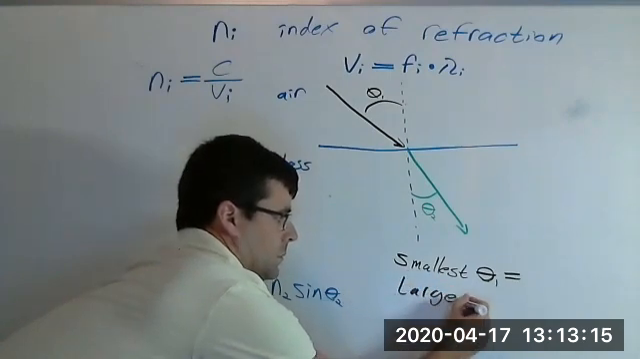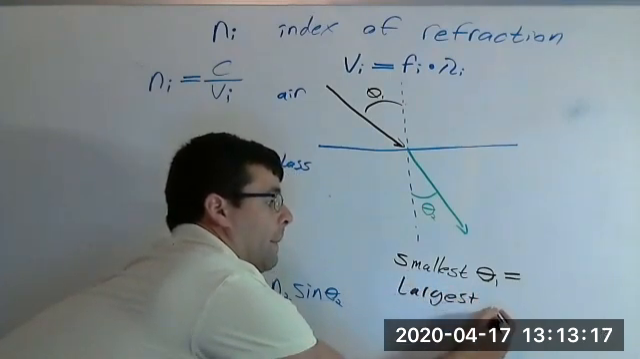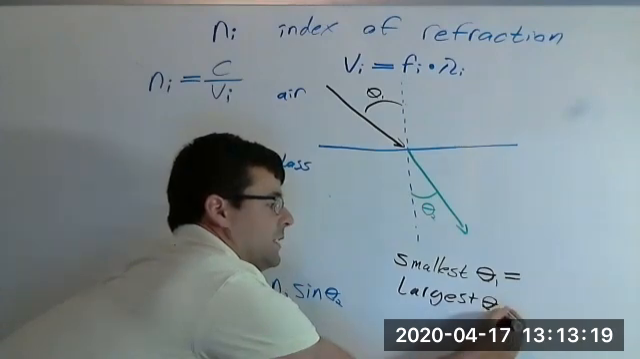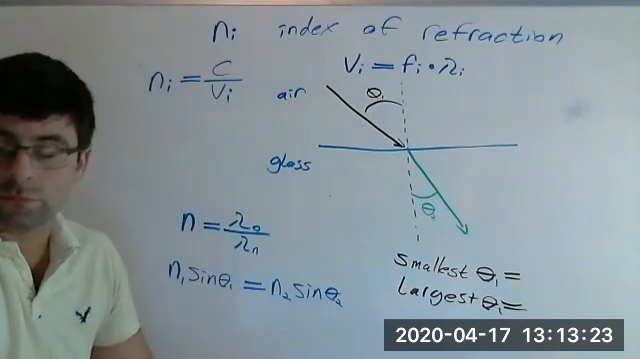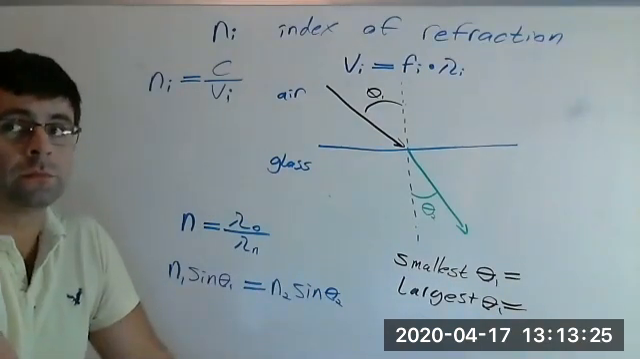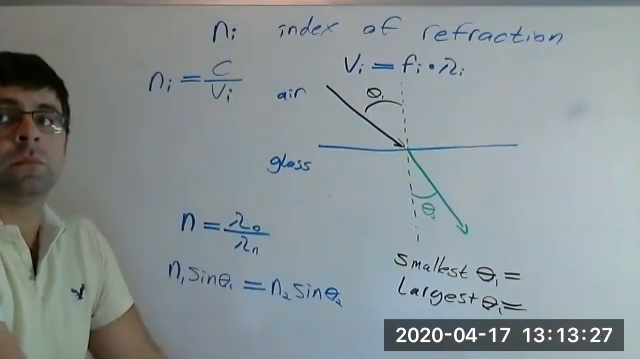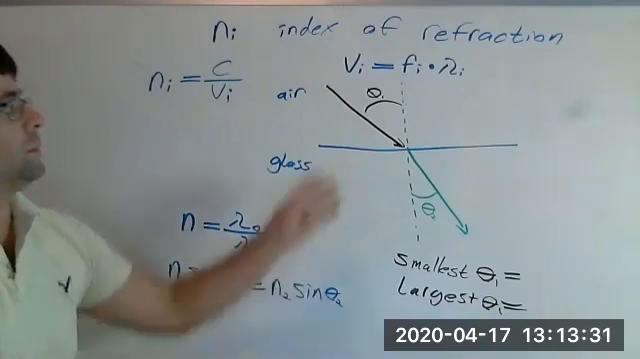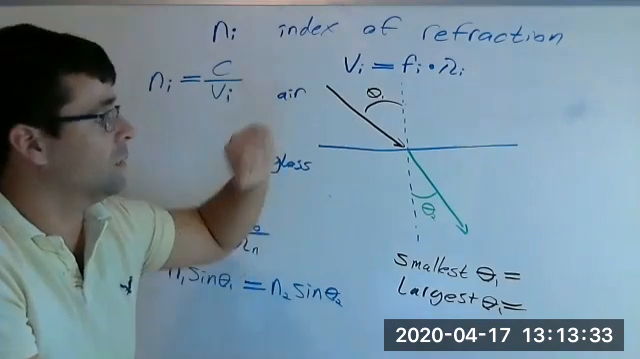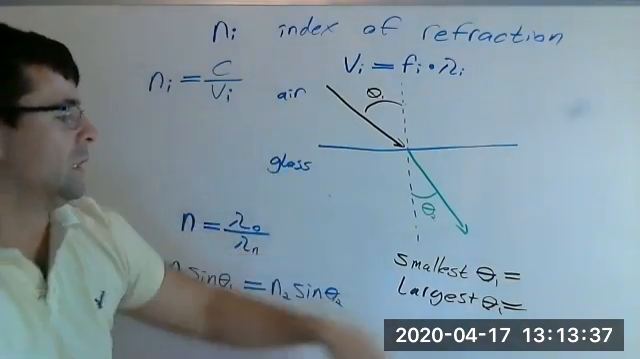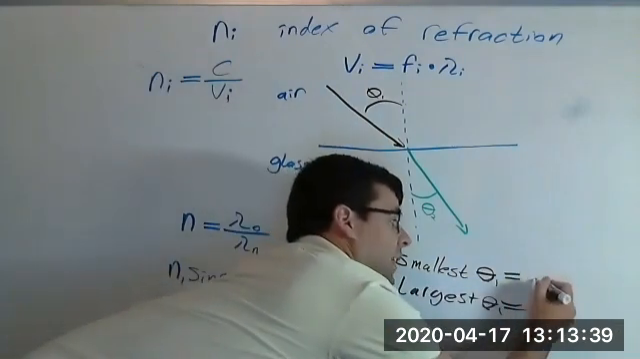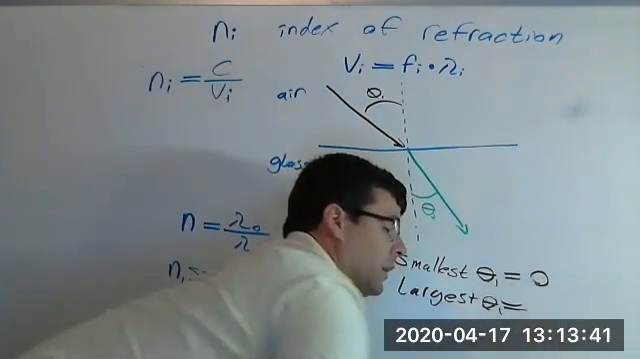Is it 0 or 1? So the smallest it can be is 0. Can't get any smaller than 0. Okay. So if it was smaller than 0, actually we'll go on to the next bit for a second. So what is the largest that theta can be?